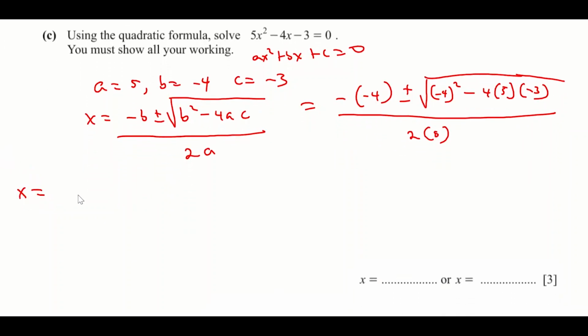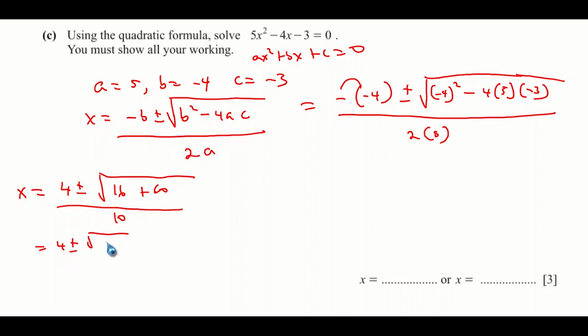So let's write it here. x will be equal to, so this and this will become positive 4. So you have 4 plus or minus square root of 16, then minus 4 times 5 times -3. That should give you 20 and then 60, so that is positive 60. Then over 2 times 5, that will be 10. So this will be equal to 4 plus or minus square root of 76, everything over 10.